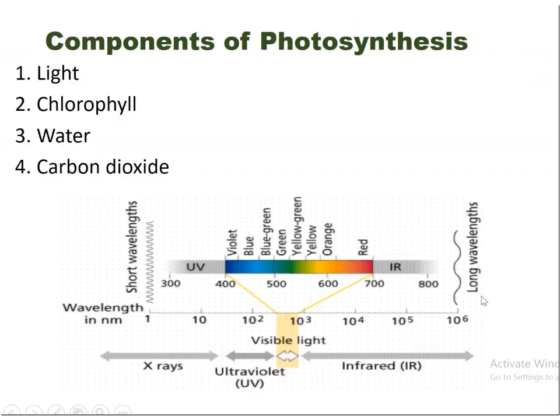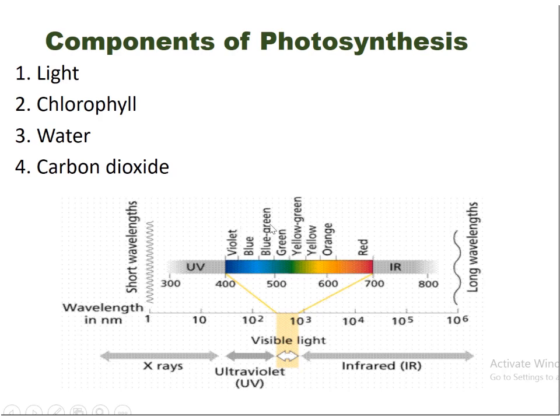Okay, so now let's talk about the components of photosynthesis. Usually, there are 4 essential components of photosynthesis. The first one is light, and then chlorophyll, water, and carbon dioxide. Light is the most significant component of photosynthesis.